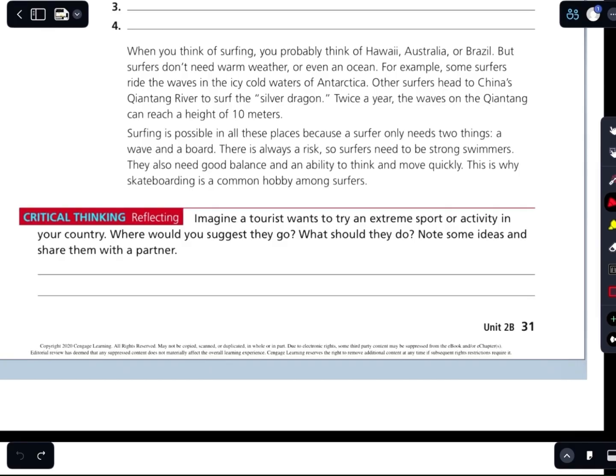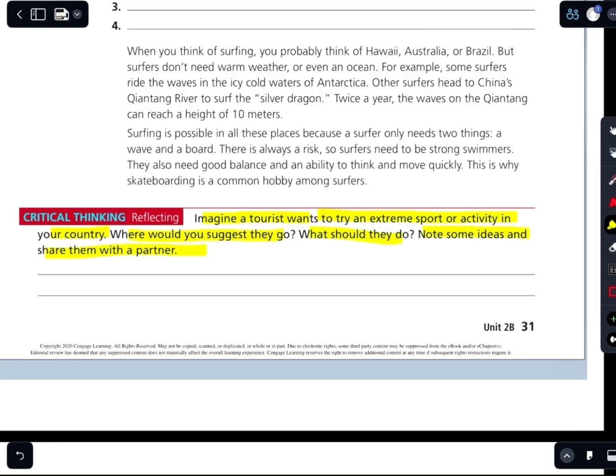Okay, and we have a writing question here, final question on the page. Imagine a tourist wants to try an extreme sport or activity in your country. Where would you suggest they go? What should they do? Note some ideas and share them with a partner. So please write your answer.